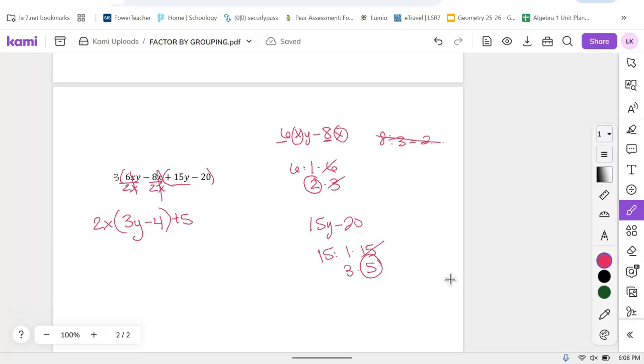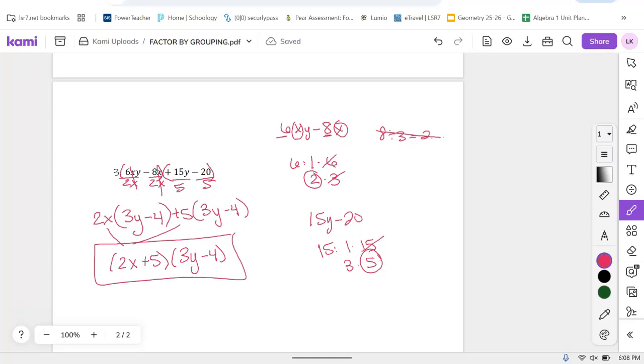The y isn't in both terms, so I can't take it out. So divide each thing by 5, and I get 3y minus 4, which is the same thing. So I bring down my GCFs together, 2x plus 5, and I bring down my twin, 3y minus 4. And there's your answer.